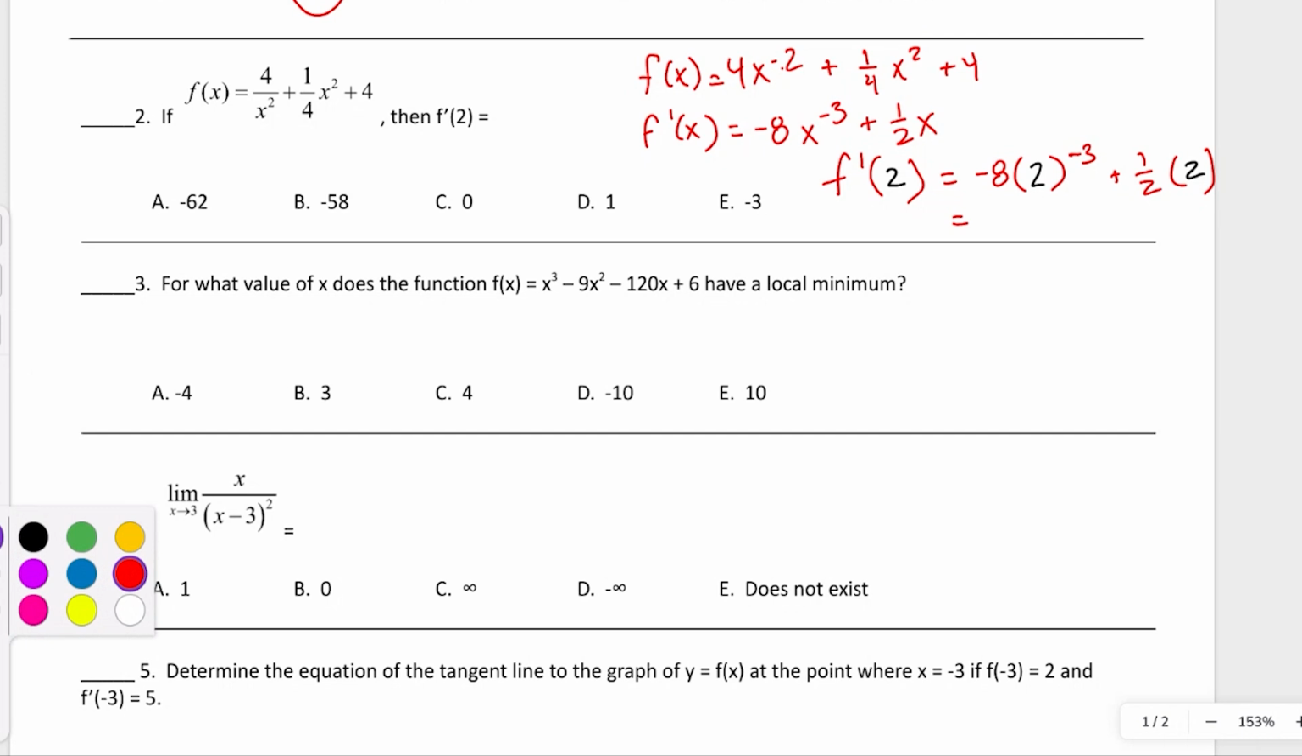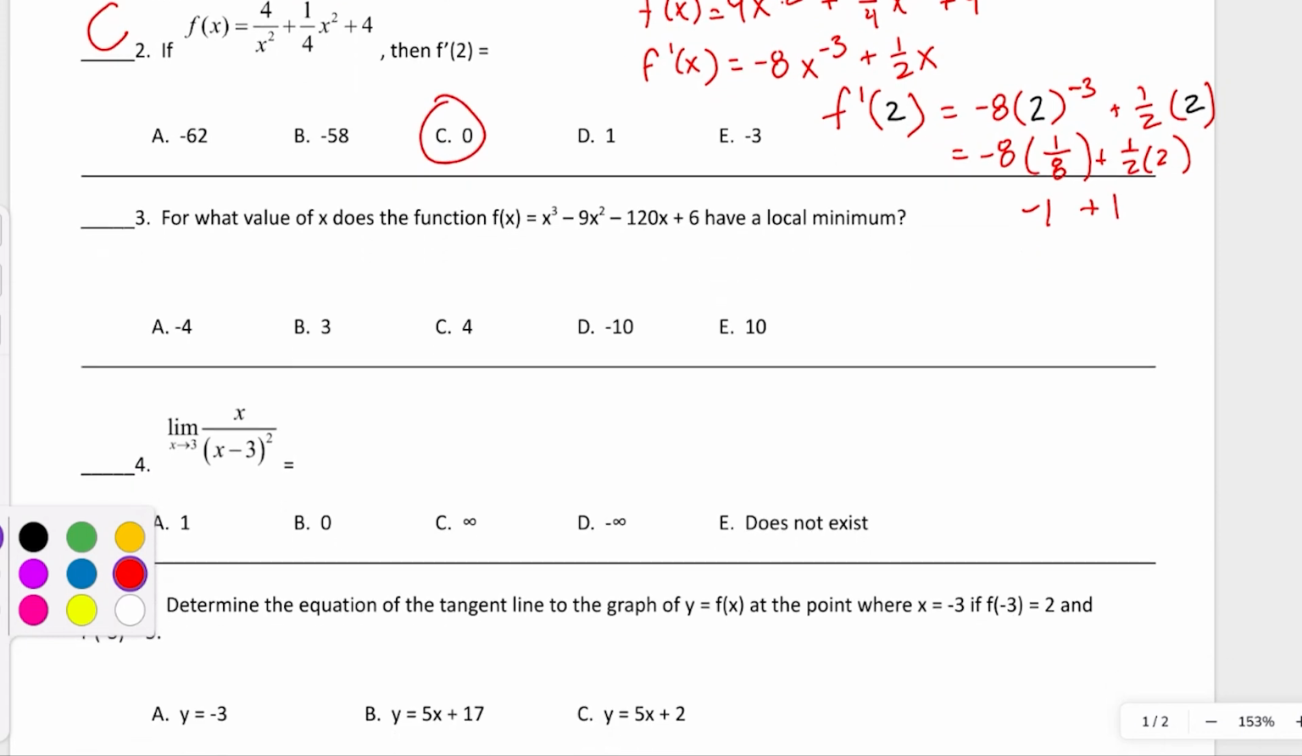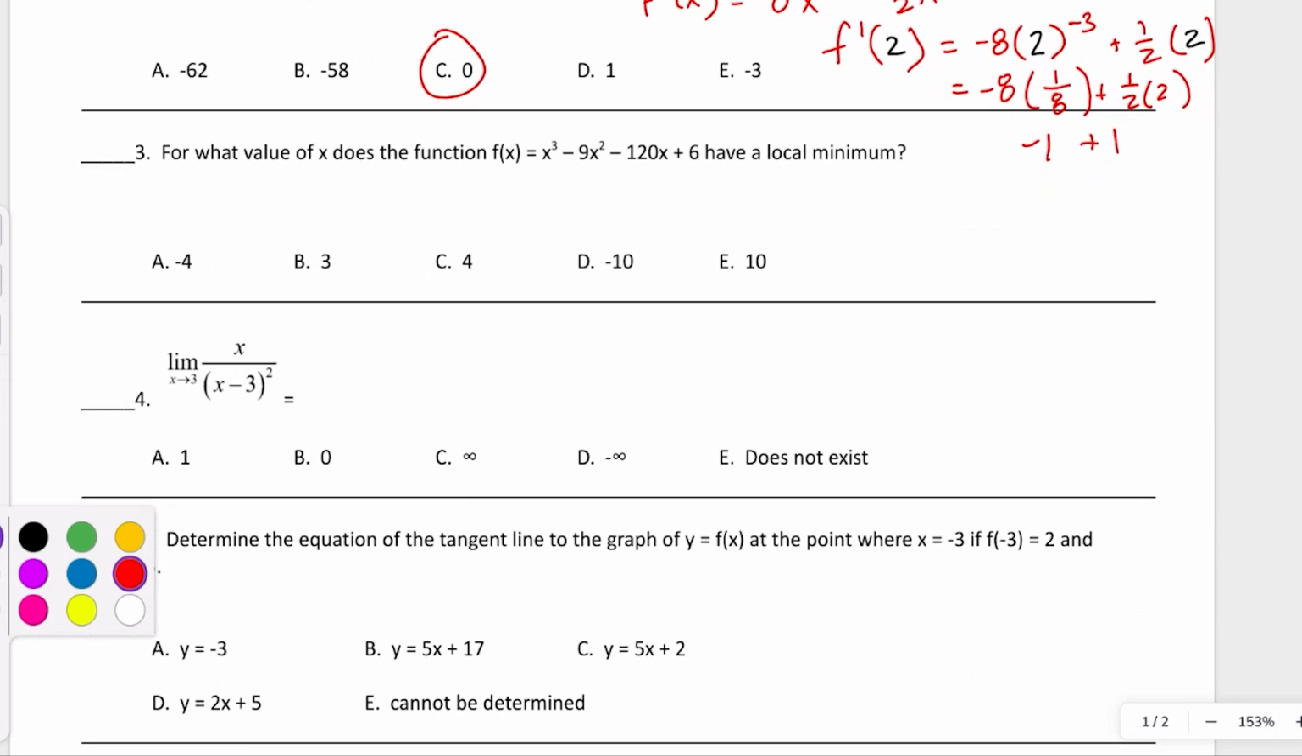But yeah, so 2 to the negative third power, if you know what 2 cubed is, 8, so 2 to the negative third power is going to be 1/8. 2 cubed is 8. And then we've got this 1/2 times 2. So this arithmetic doesn't turn out to be too bad. We've got negative 1 plus 1 is 0.